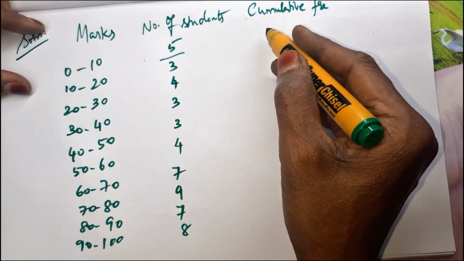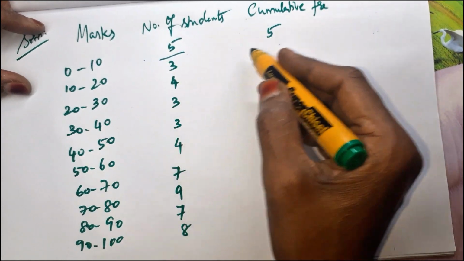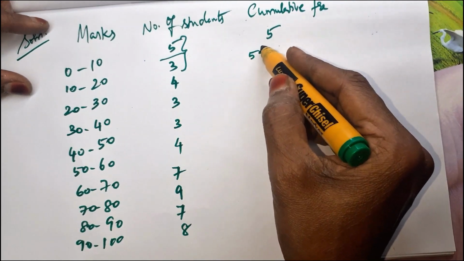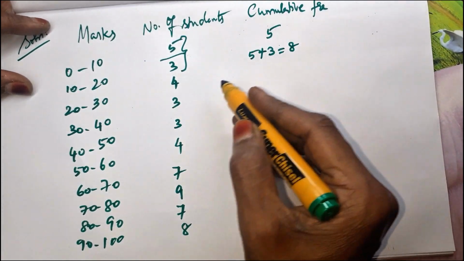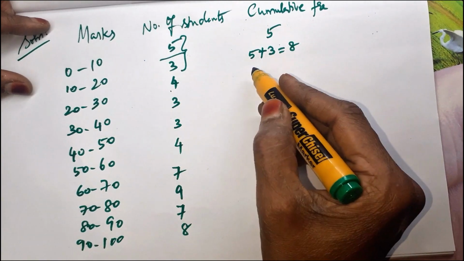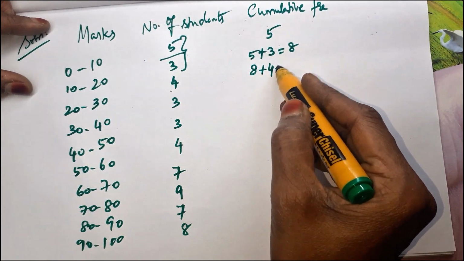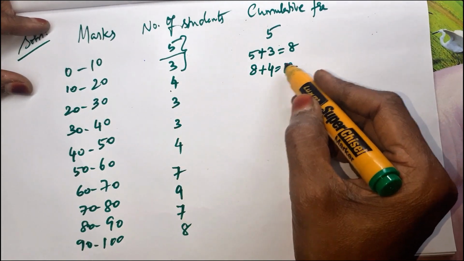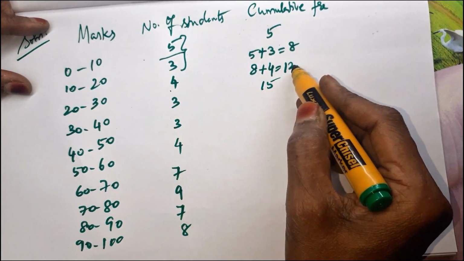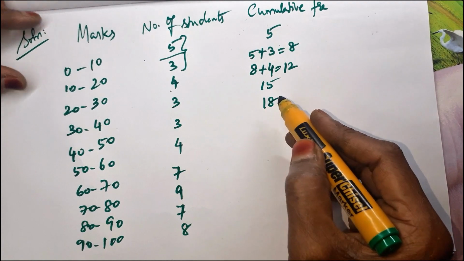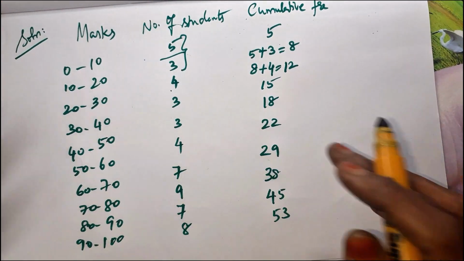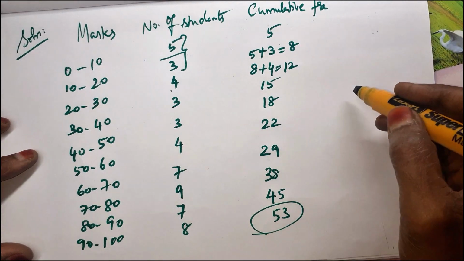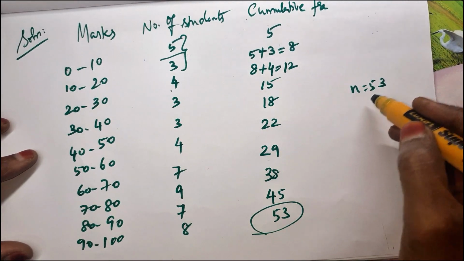The first value as it is we have to take, and for the second value we have to add these two. So 5 plus 3 which is 8, and the third value 8 plus 4, because in 8 we have added the first two, so 8 plus 4 is 12. Then 12 plus 3, 15. 15 plus 3, 18. And now adding all the values, finally we are getting 53. So n is equal to 53.